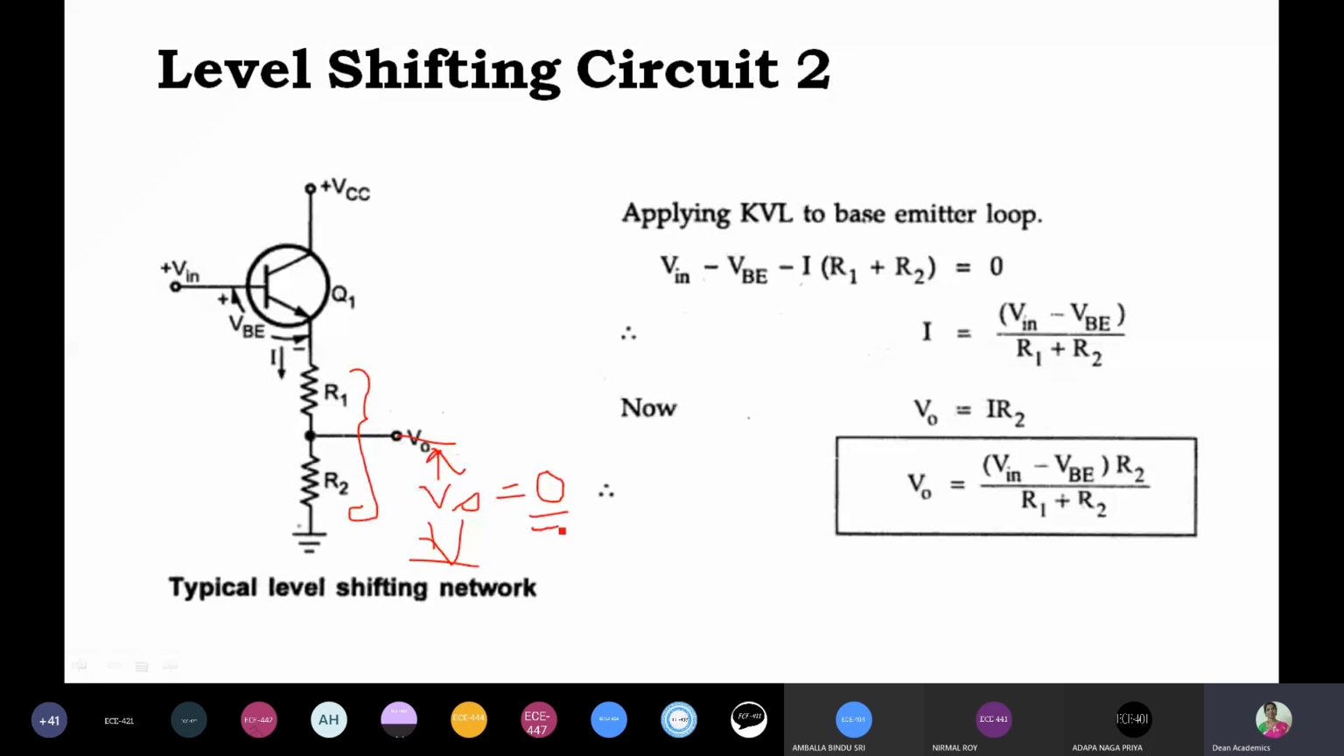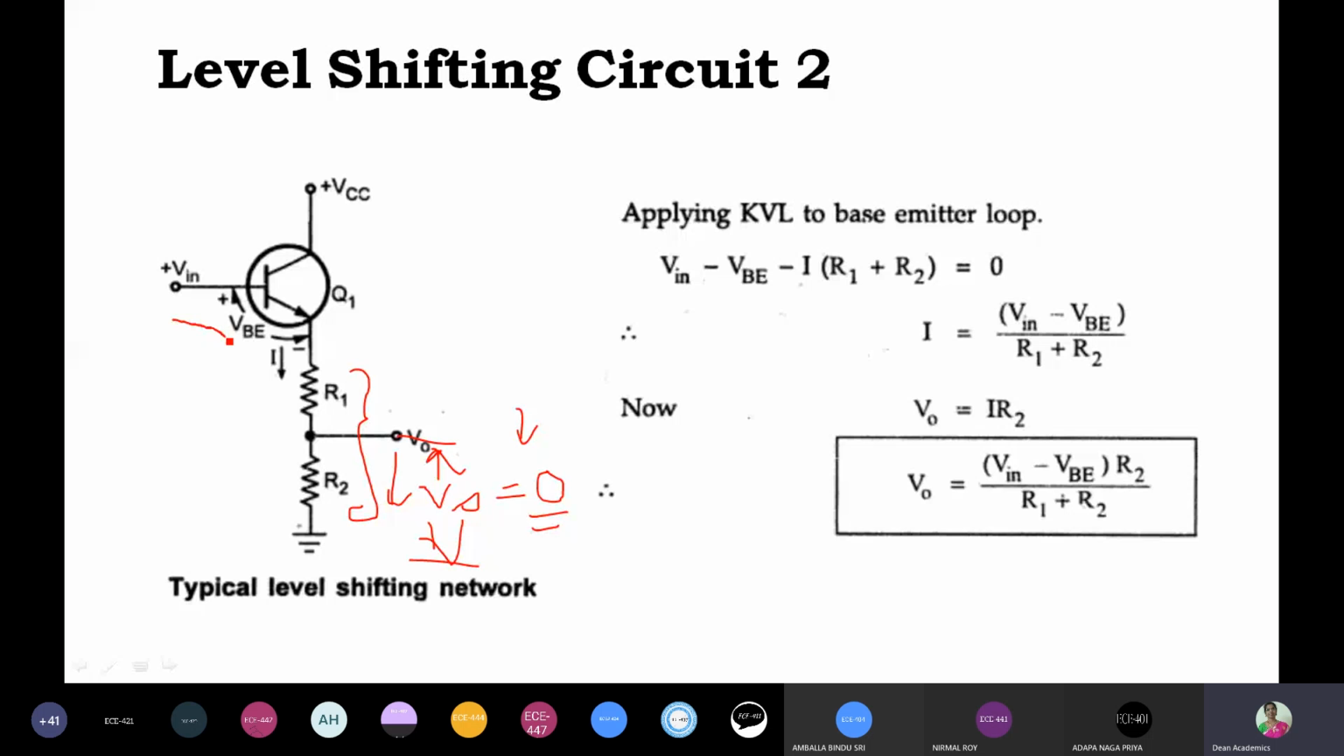In the previous circuit we were not able to make it 0, but we could make it the actual value minus 0.7 volts only. That means we were able to reduce it only to some extent. So our aim is to make this V0 as small as possible, and for that one more resistor is added here.